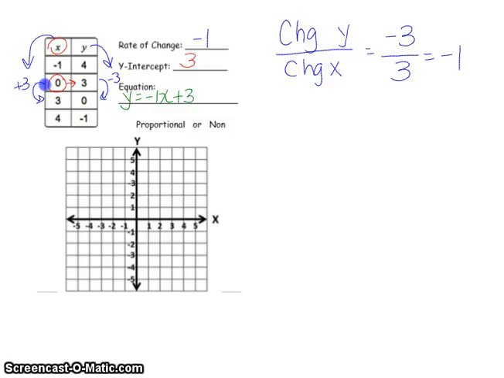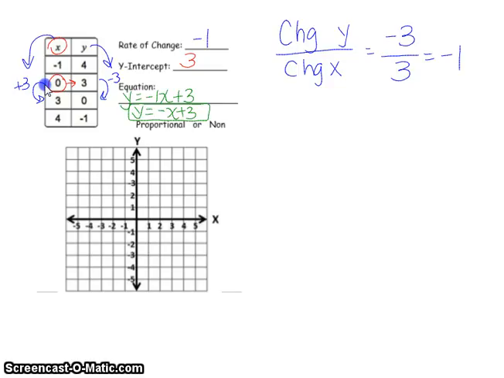But there is one other thing that you need to keep in mind. That 1 in front of that x is really imaginary, so my equation should look like this. y is equal to negative x plus 3, because I know that in front of that x is always a 1. So there's your equation.